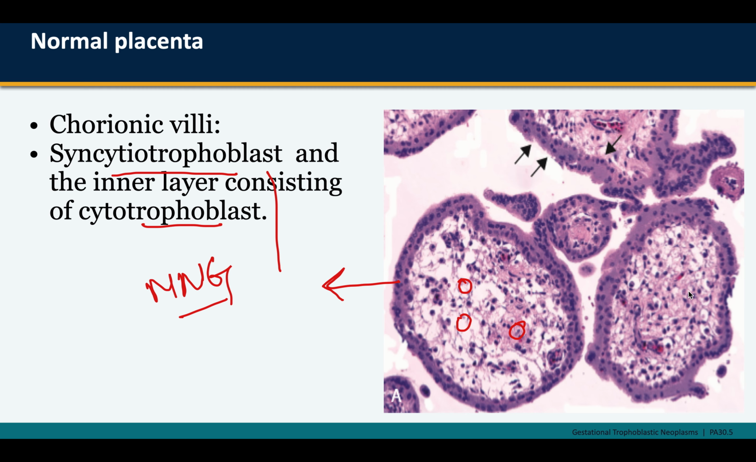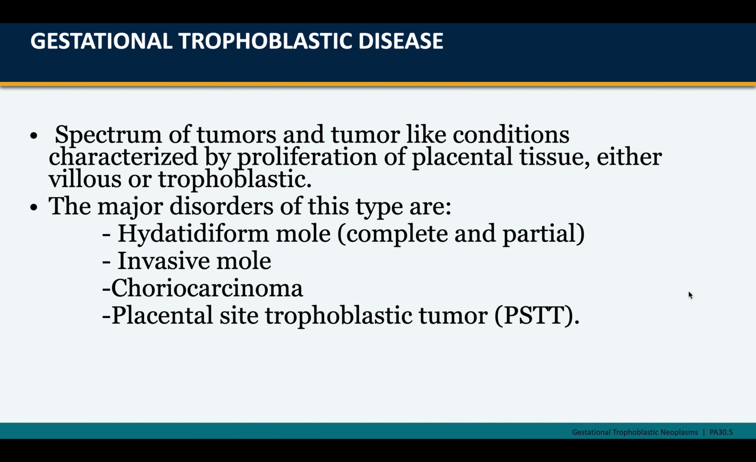Okay, we will be talking about hydropic mole. In that, they will enlarge in size. Now let's go to the diseases. So there are many tumor or tumor-like conditions in the placenta. So what are those conditions? One is the hydatidiform mole, then invasive mole, choriocarcinoma and PSTT.